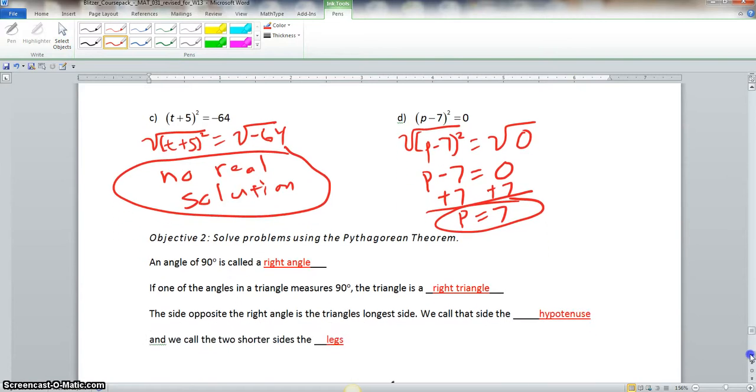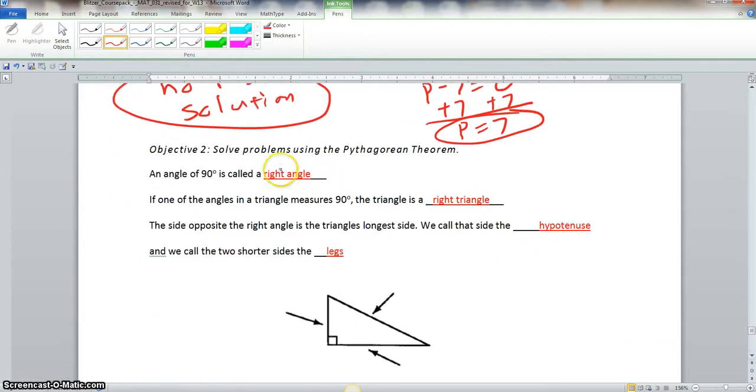Now we have a few more definitions here. Objective 2: solve problems using the Pythagorean theorem. An angle of 90 degrees is called a right angle. If one of the angles in a triangle measures 90 degrees, the triangle is a right triangle. The side opposite the right angle is the triangle's longest side. We call that side the hypotenuse, and we call the two shorter sides the legs.